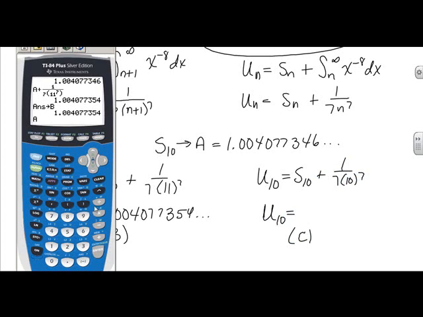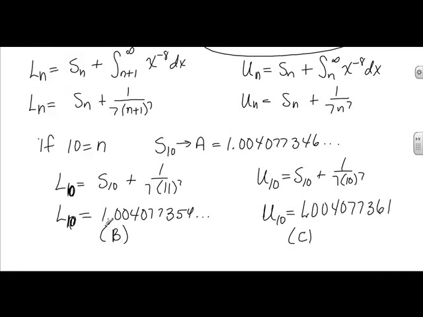Okay, so that is approximately 1.004077361. Now you can see how close these two numbers are. That's a decimal point right there. So if we use n equal 10, we're able to narrow down pretty closely to get a pretty good estimate of what the actual value of the sum of the series is. It's going to be about 1.00408 if you round it off to 5 or 6 decimal places, which is pretty accurate.